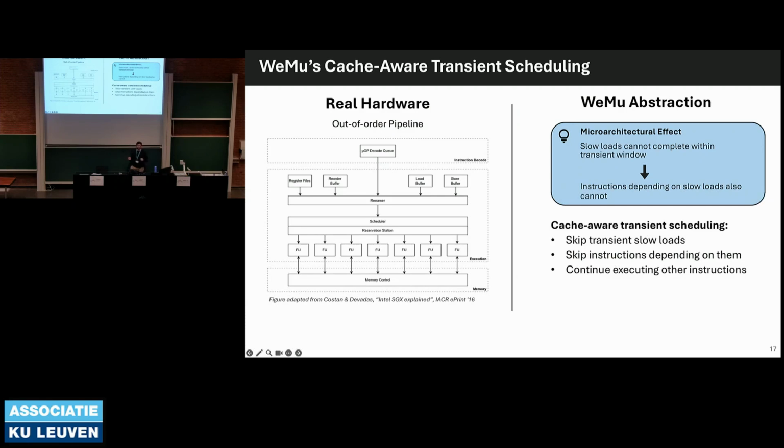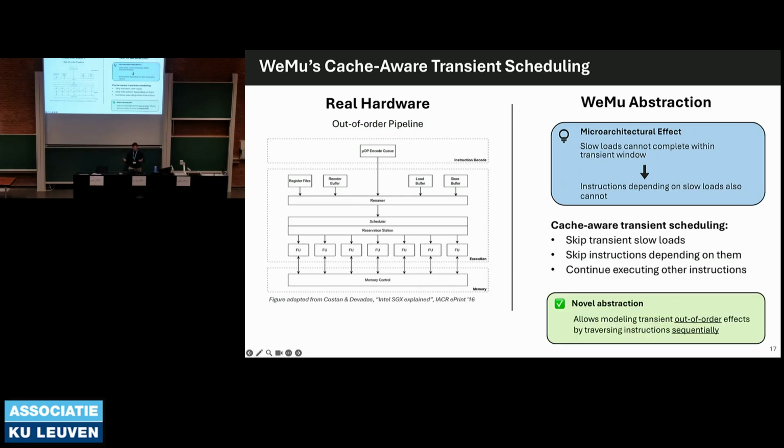In very simple terms, it works as follows. It skips transient slow loads, it tracks the dependencies of the registers, and also skips instructions depending on slow loads, and normal instructions are executed as always. This abstraction is interesting because it allows us to model the transient out-of-order effects by traversing the instructions sequentially. So it drops the need for fancy out-of-order or parallelized execution in our emulator. And I know that the algorithm is a little bit difficult to understand like this. For full details, I'll have to refer to the paper.